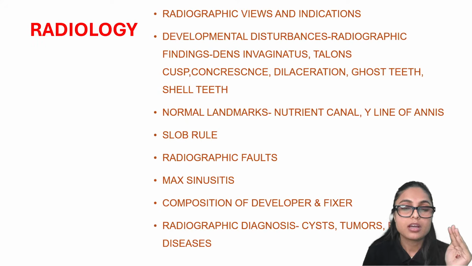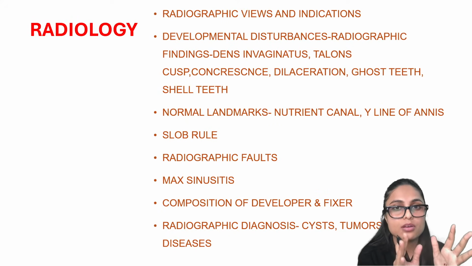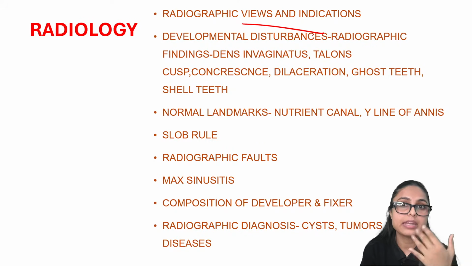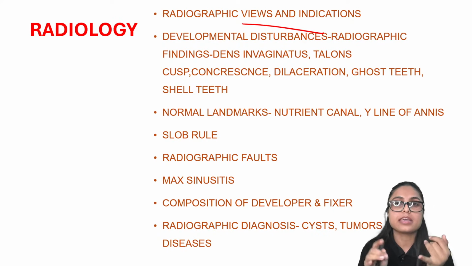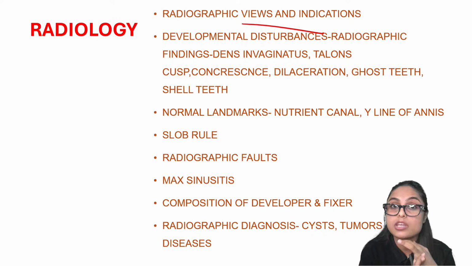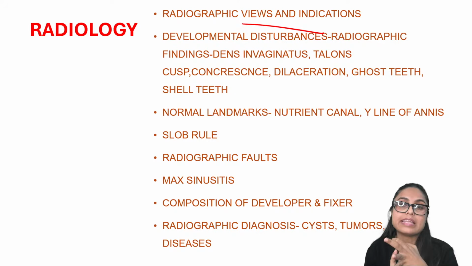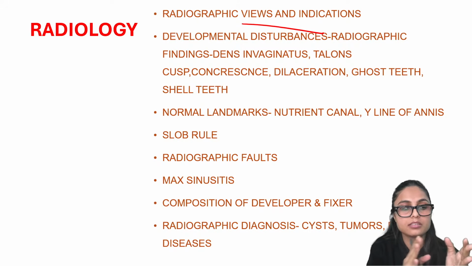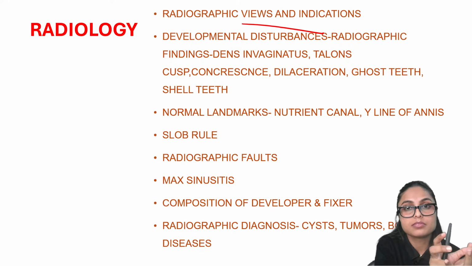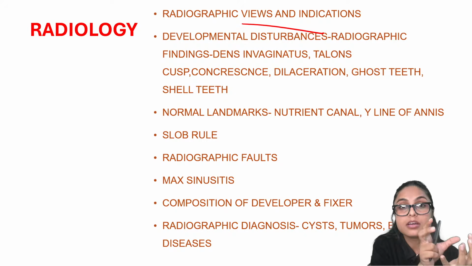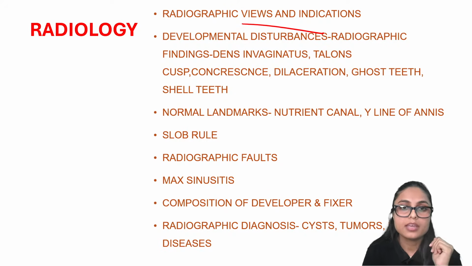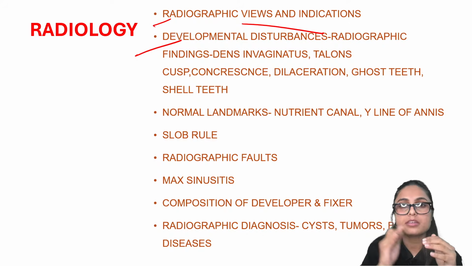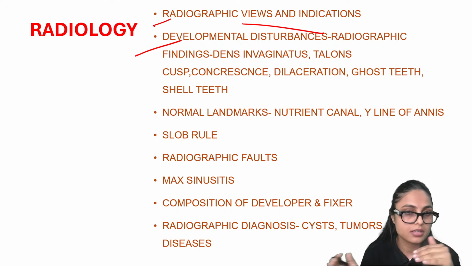Next is must know topics for oral radiology. You must know radiographic views and indications. Radiographic views of, let's say, extraoral radiographs, TMJ radiography. Then the skull radiography. The indications of it, and the name of that particular radiograph or the view, that you should know. Then developmental disturbances or different developmental tooth anomalies you should know.